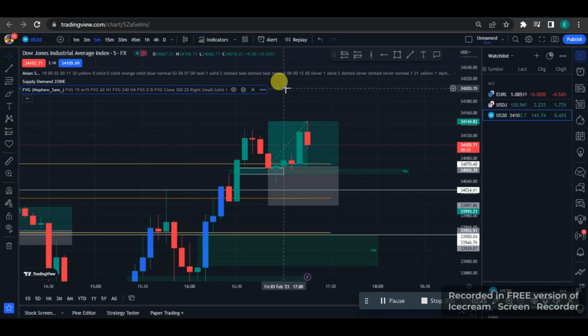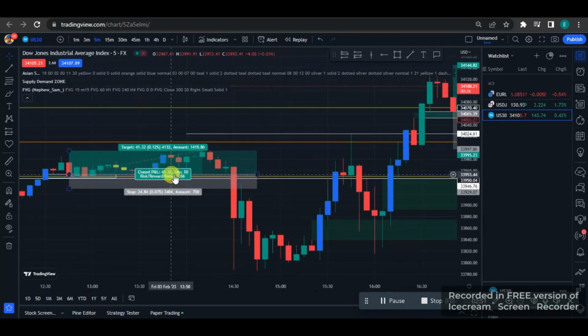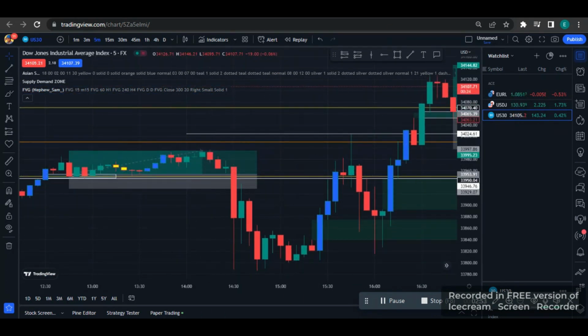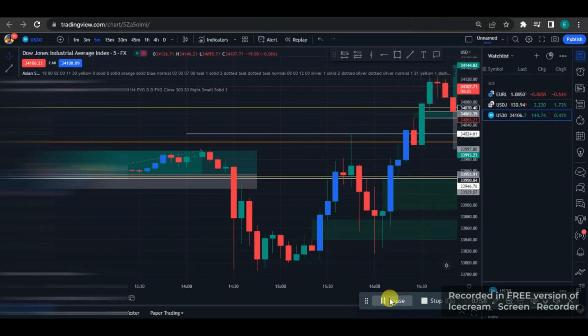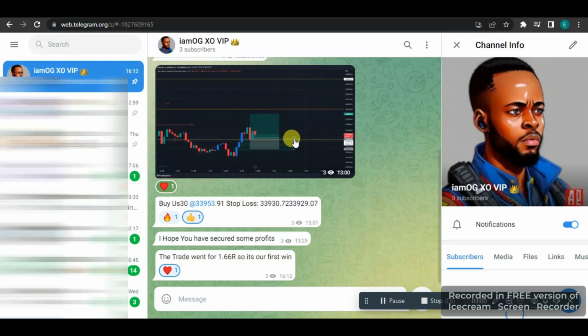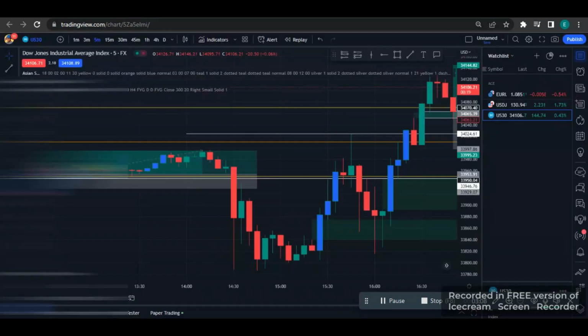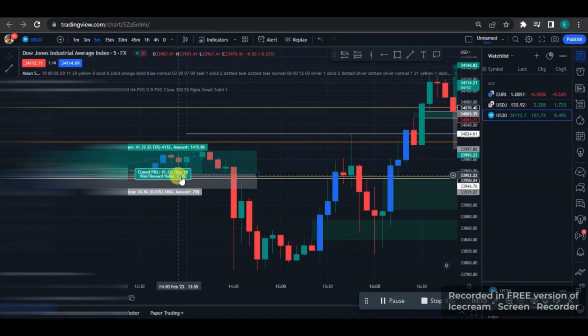If you want to join me and trade live every single day, I give out signals every single day. I called out this same trade, this trade here. I called this trade out on my Telegram group. Let me quickly load that up real quick. So as you can see, I called the trade out and the trade ended up being a winning trade. You can see the trade went for 1.66R. So it's our first win for the day.